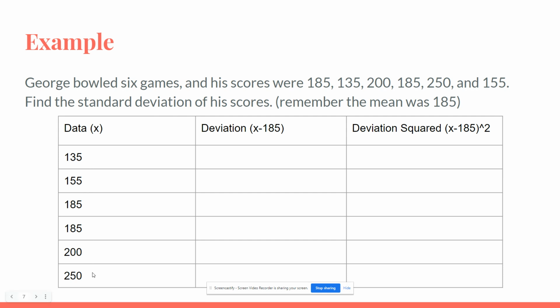Notice that these are put in numerical order. And then these would be positive. So 200 minus 185, that's 15, and then a big difference there.